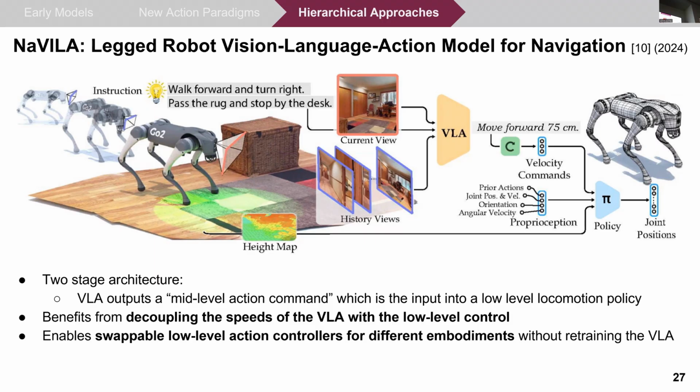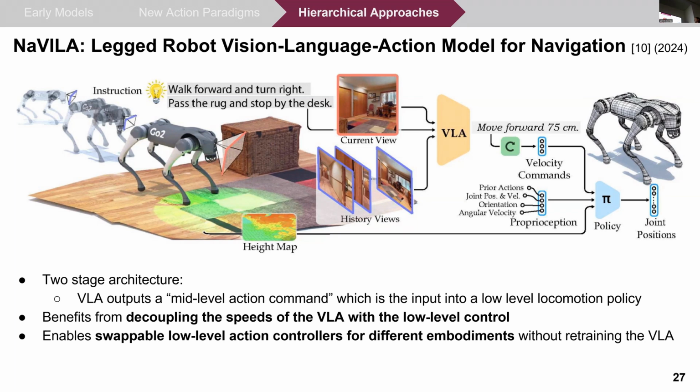a mid-level action command. These are things like move forward 75 centimeters, move to the left however many centimeters, move backward however many centimeters. Those get translated into velocity commands, and all of that goes into a low-level locomotion policy that's trained with standard RL methods. So for this particular work, they use proximal policy optimization to train that. But this buys you a few things.